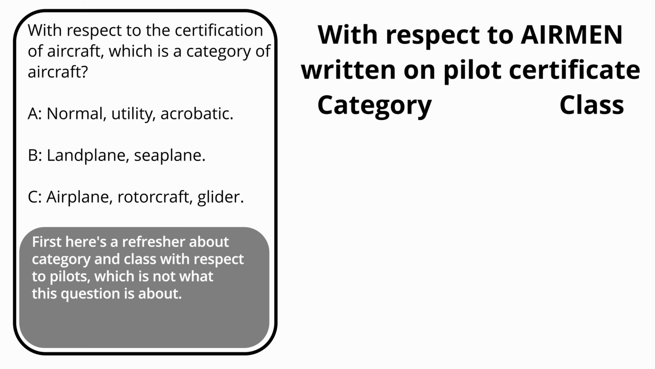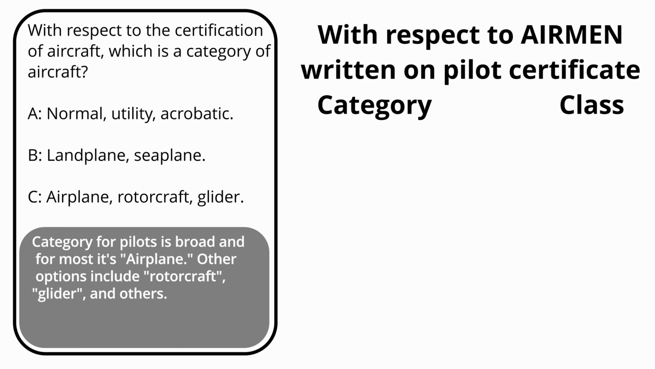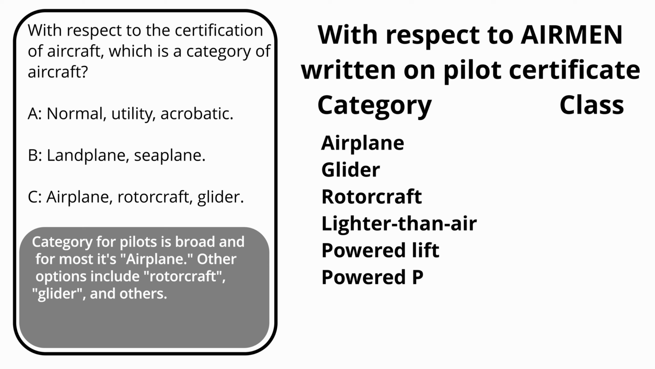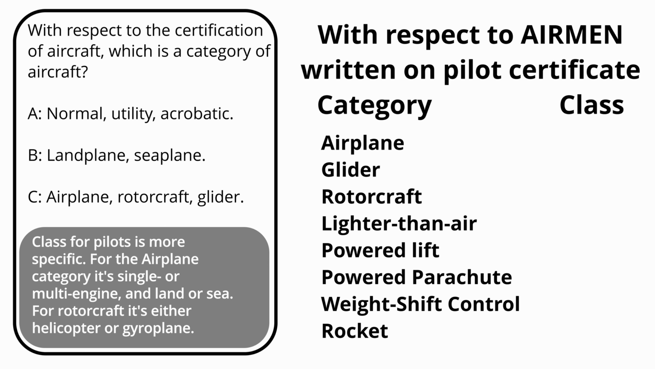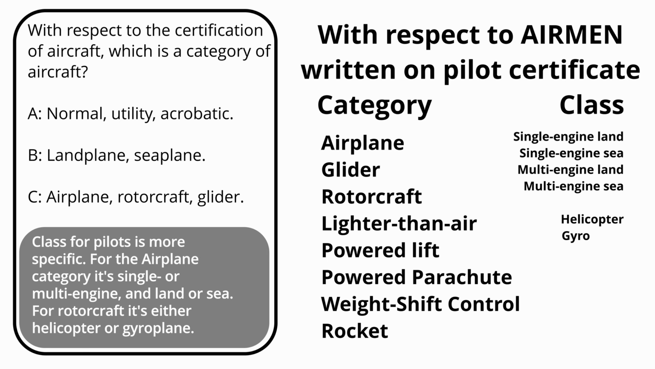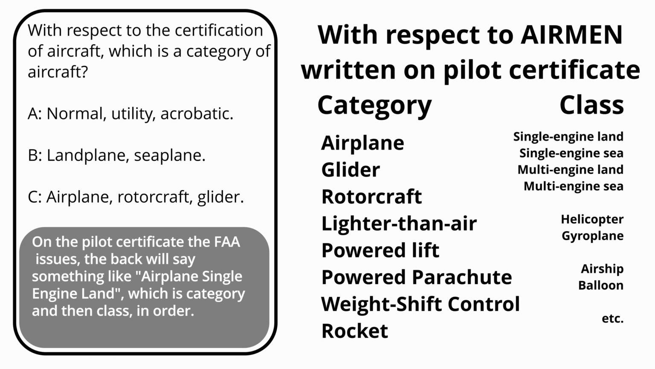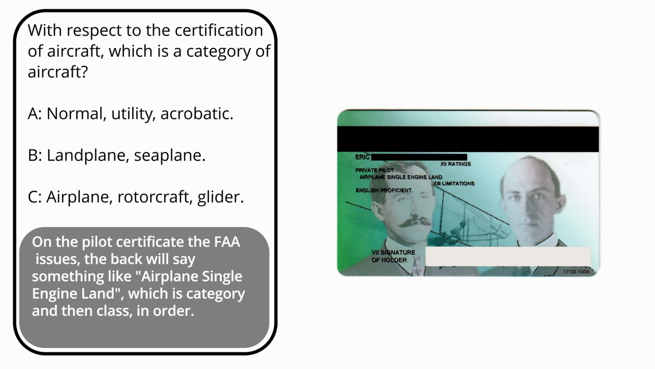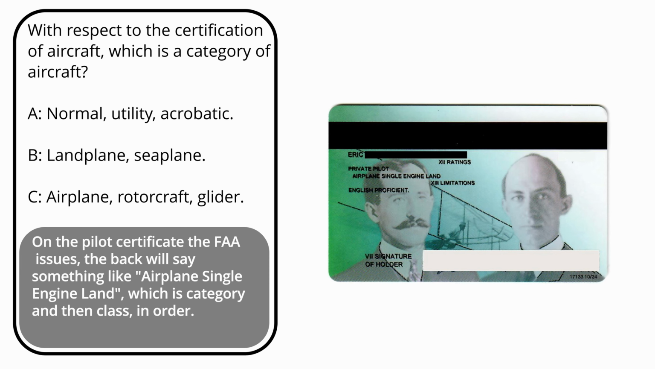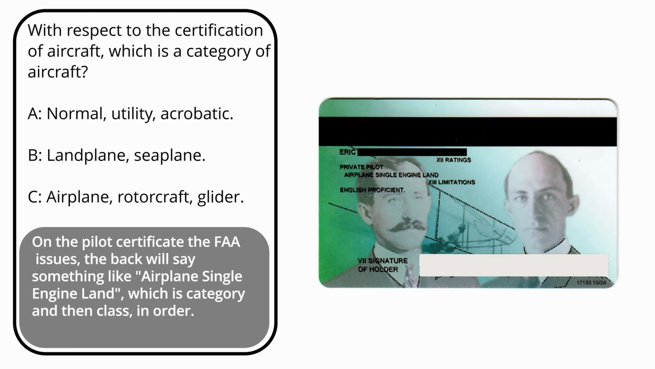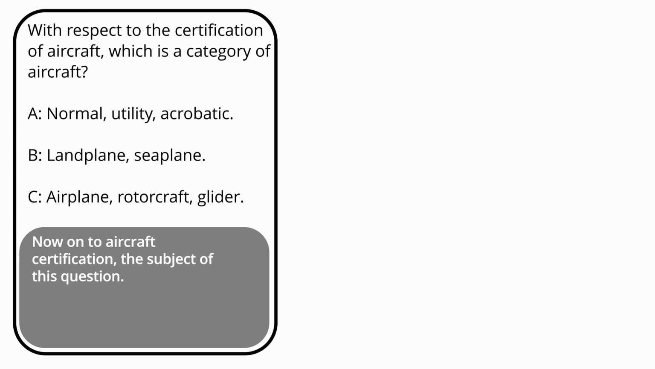this question is about. Category for pilots is broad, and for most it's airplane. Other options include rotorcraft, glider, and others. Class for pilots is more specific. For the airplane category, it's single or multi-engine and land or sea. For rotorcraft, it's either helicopter or gyroplane. On the pilot certificate the FAA issues, the back will say something like airplane single-engine land, which is category and then class in order. Now on to aircraft certification, the subject of this question.